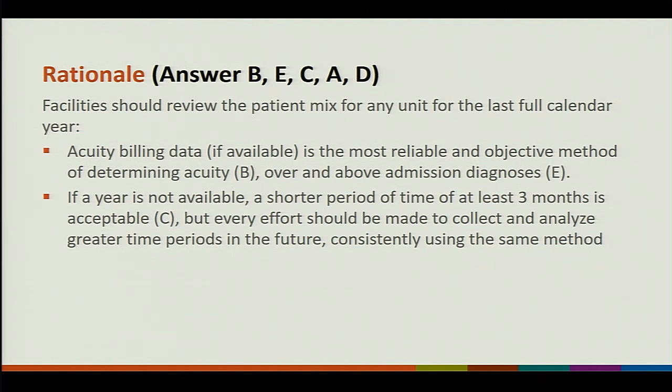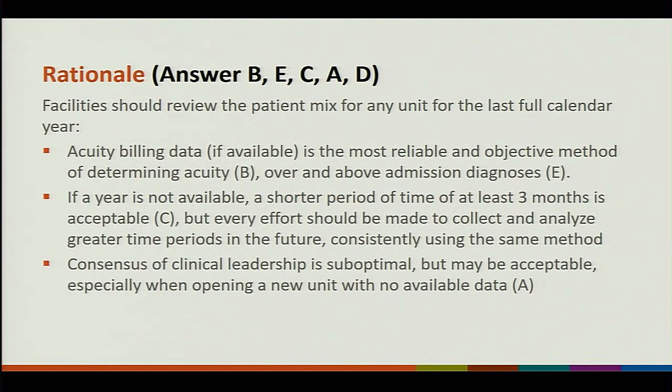So again, if a year is not available, a shorter period of time of at least 3 months is acceptable, but every effort should be made to collect and analyze a greater time period in the future. If your unit's only been open for 3 months, or if it's relatively newer or less than a year old, you have to use the data that you have. I would suggest in that situation to continue to monitor your patient breakdowns for the next 3 to 6 months to make sure that you've accurately mapped the unit.